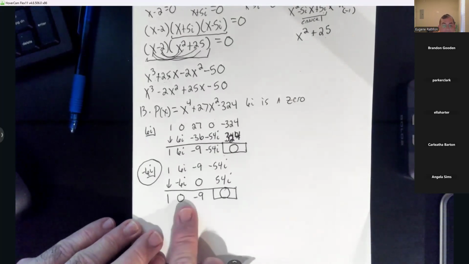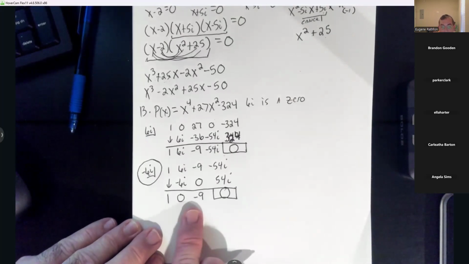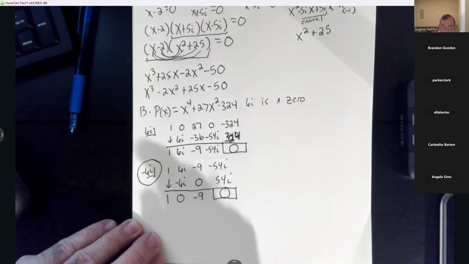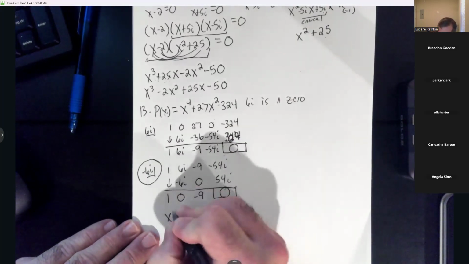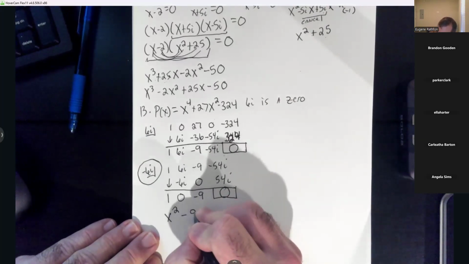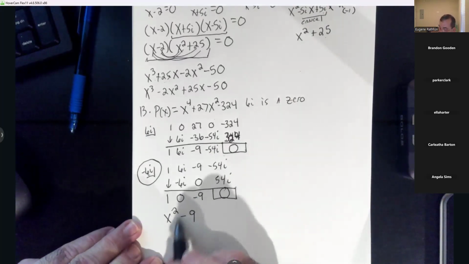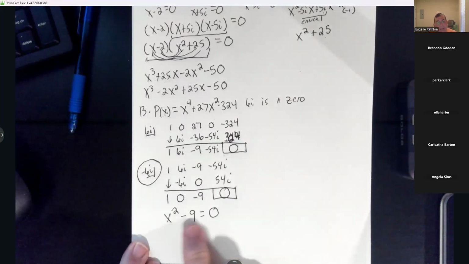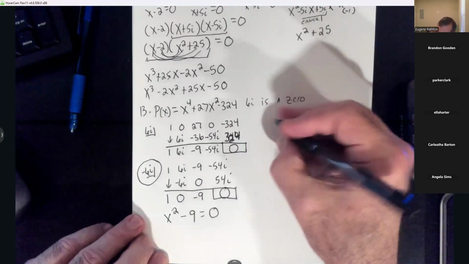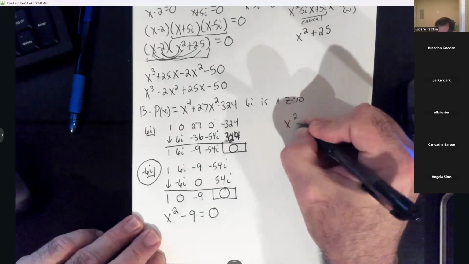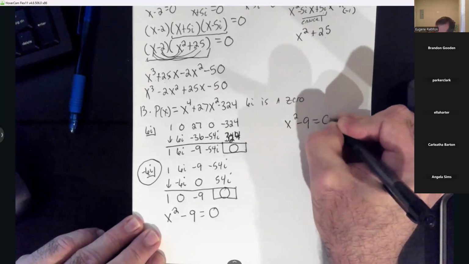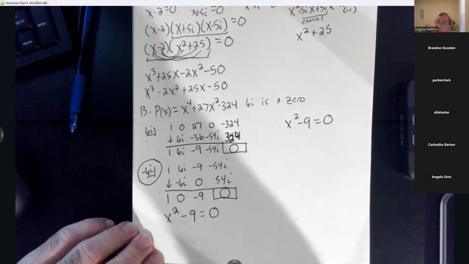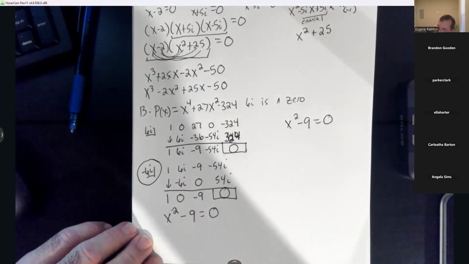Now to find the other 2, you're going to have 3 numbers here. That's your x squared term, your x, and your number. So what I basically got is an x squared minus 9. Since I don't have 0 x's in the middle, you're going to set that equal to 0 and solve it. So we got an x squared minus 9 equals 0. So that x squared is going to give me the last 2 zeros, okay?